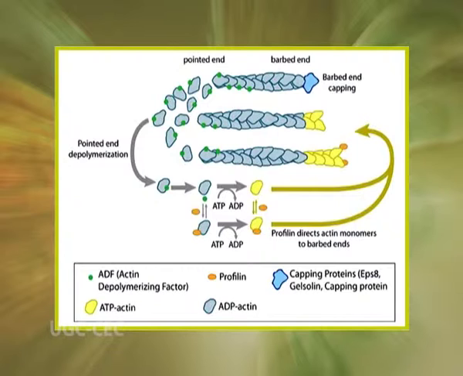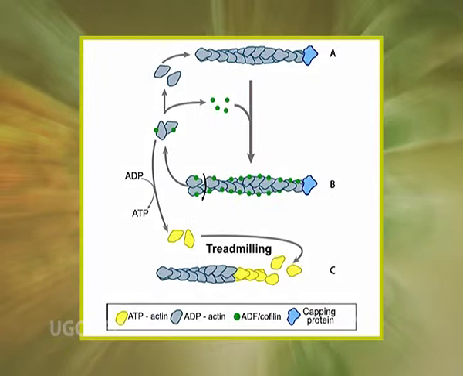This results in a difference in the critical concentration of monomers needed for polymerization at the two ends. This difference can result in the phenomenon known as treadmilling, which illustrates the dynamic behavior of actin filaments. Treadmilling requires ATP, with ATP actin polymerizing at the barbed end of the filaments, while ADP actin dissociates from the pointed end. Treadmilling is important in the formation of cell processes and in cell movement.